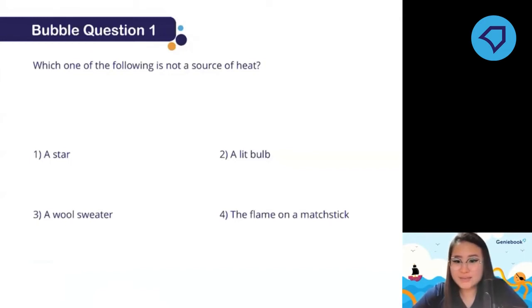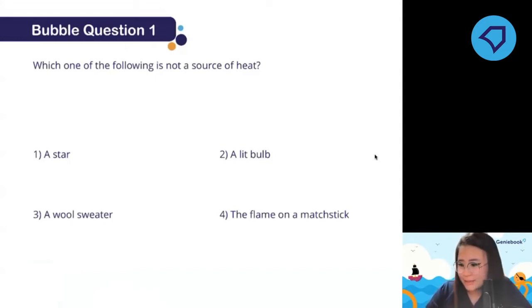Ooh, easy, really? Good for you. Too easy. Yes, free bubbles for everybody. Let's see how many students got it correct. Well done, everyone. Very well done. We have almost everybody saying number three is not a source of heat.